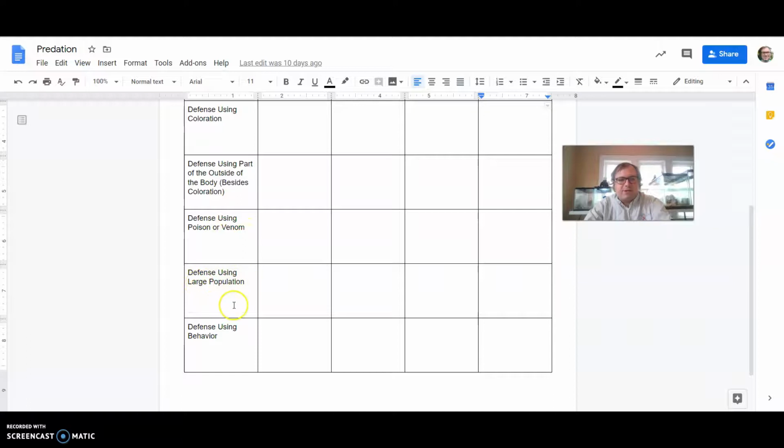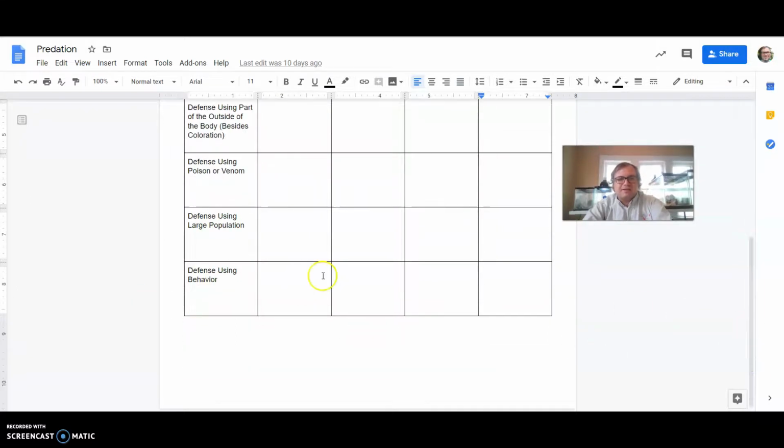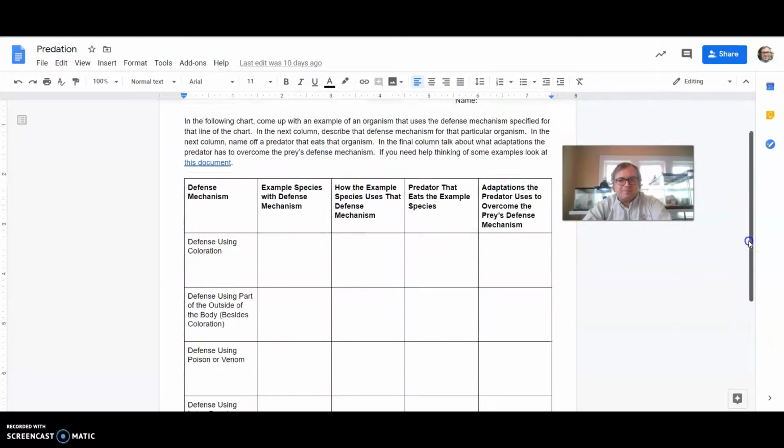A defense using a large population, so either animals that herd together, or animals that produce lots of offspring to make up for predators eating some of those offspring. And then finally, defense using behavior, so maybe things like posturing, using things like extensions of the neck to make themselves look bigger, or puffing up with air. Lots of different things. Anything that probably doesn't fit into one of these other categories would most likely fall into this one, talking about using behavior.